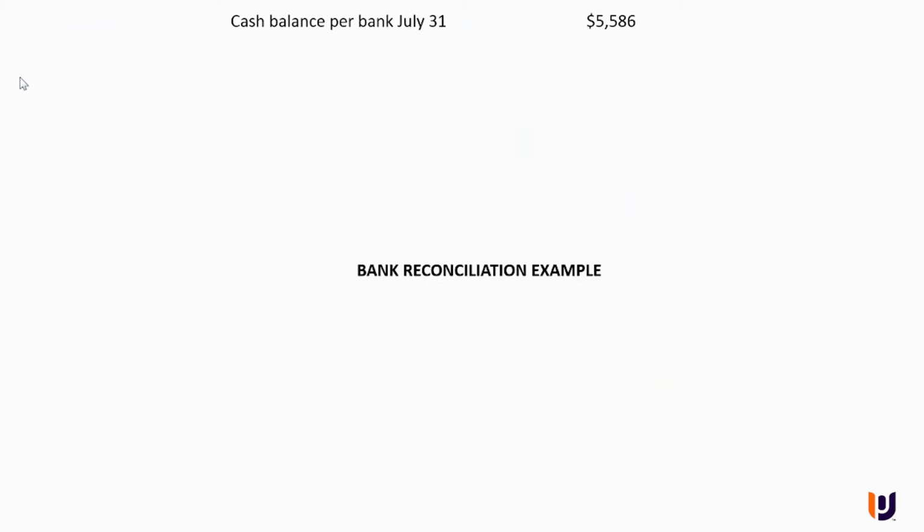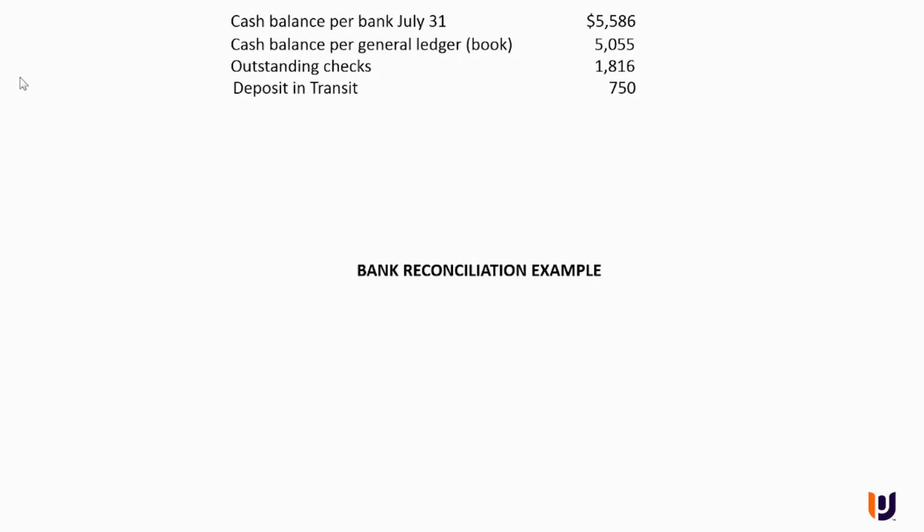The cash per the bank is $5,586. Your general ledger shows $5,055. You have outstanding checks of $1,816. These are checks that you recorded in your general ledger, but they have not cleared the bank yet. You also have a deposit in transit of $750. This is a deposit that you have the cash, but you just haven't taken it to the bank yet.